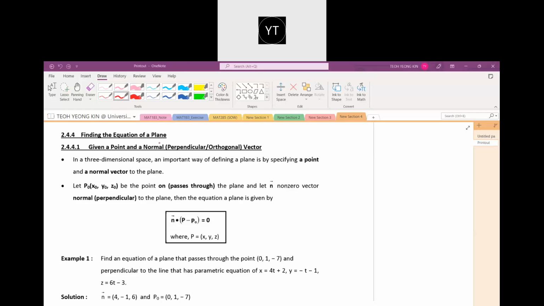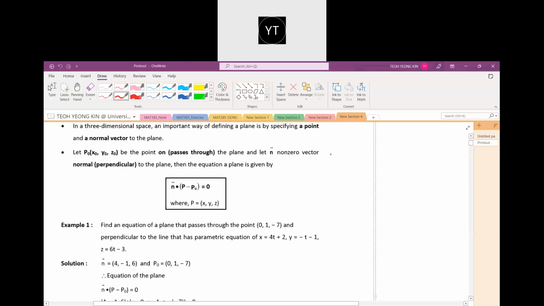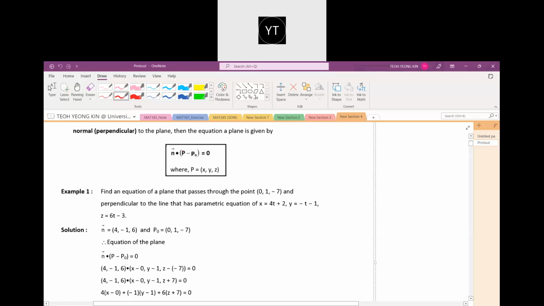So in this video, I will show you how to find the equation of a plane if a point on the plane and a normal vector is given. A normal vector is sometimes also known as a perpendicular vector or orthogonal vector to the plane. You can see this is the formula, just like I mentioned before in the introduction.